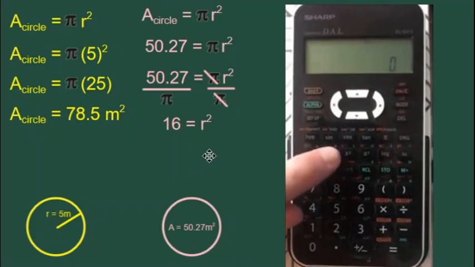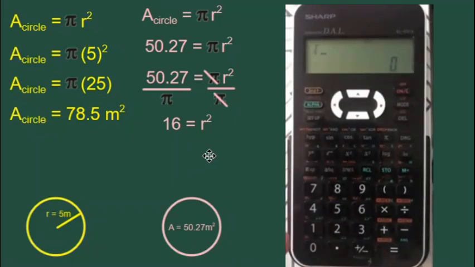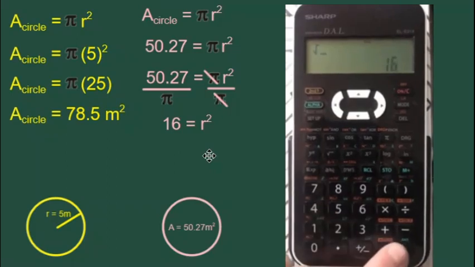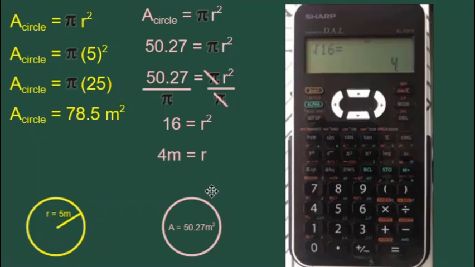we press the root key, then we put in the value, and we hit equals. And we have our square root, which means we found the length of our radius.